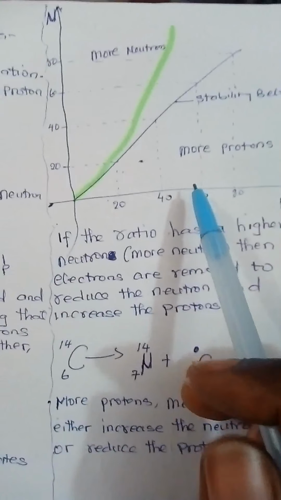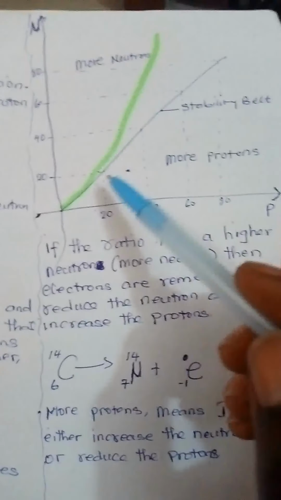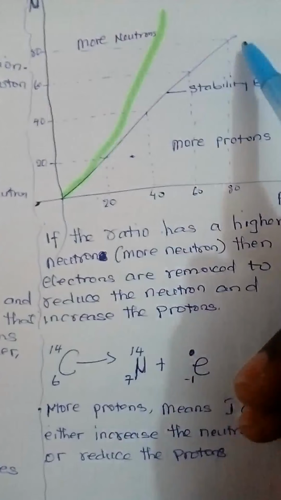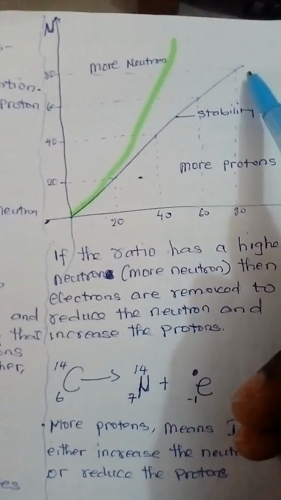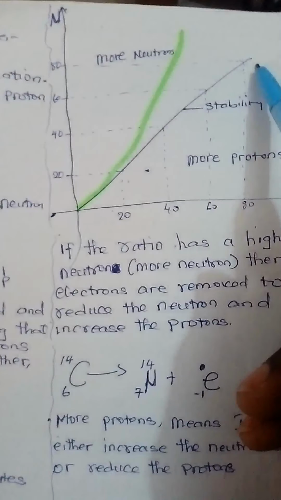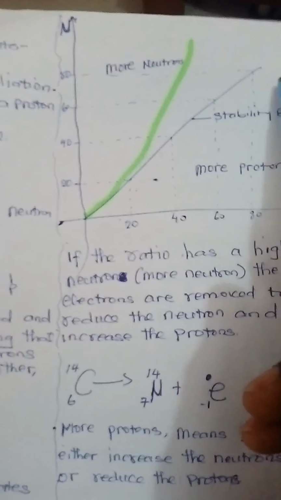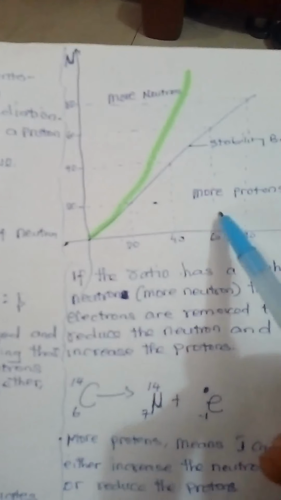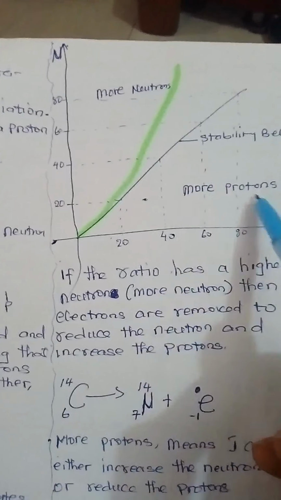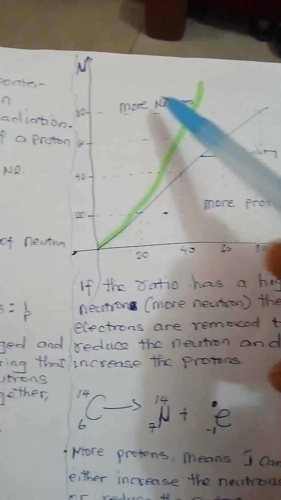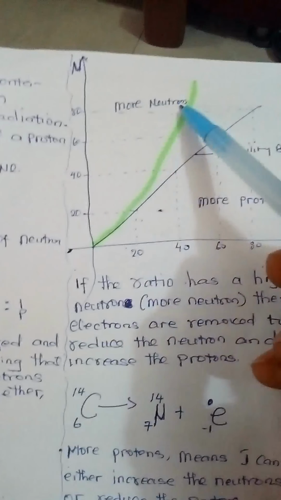All right, now back to explaining the stability belt. So if you look at the stability belt, you will see the straight line which shows where the ratio of neutron to proton is 1.1 is to 1. Now below the stability belt, we have more protons. Above the stability belt, we have more neutrons.